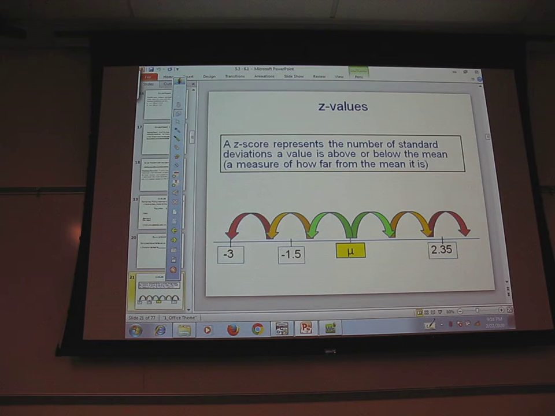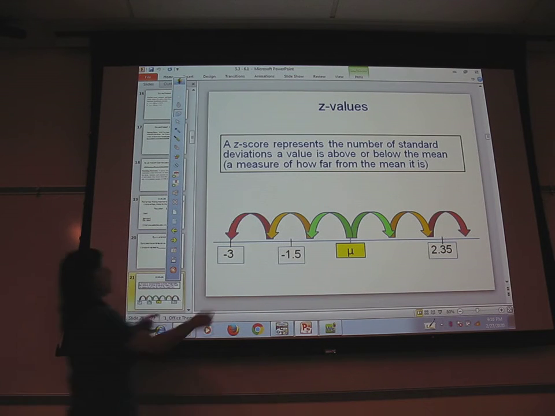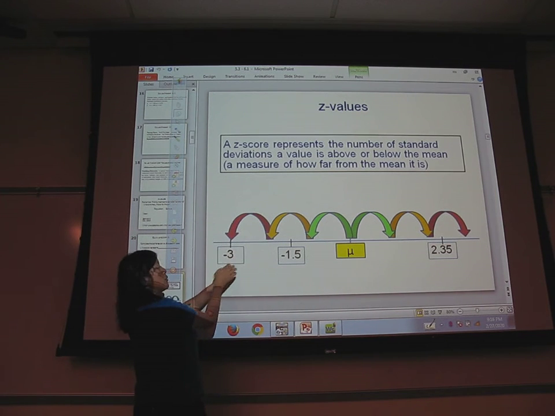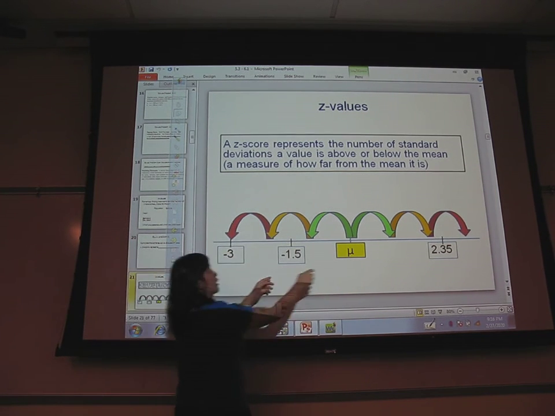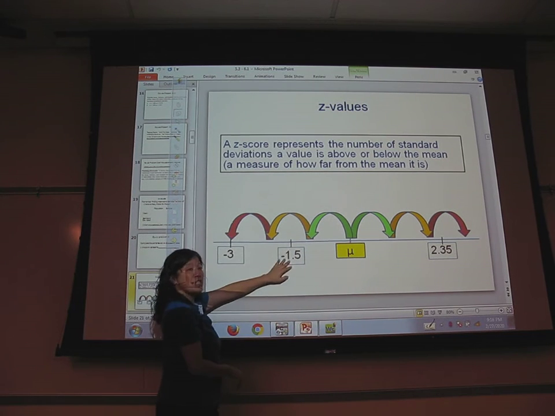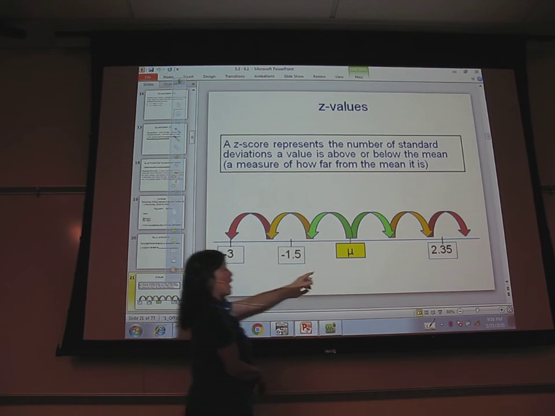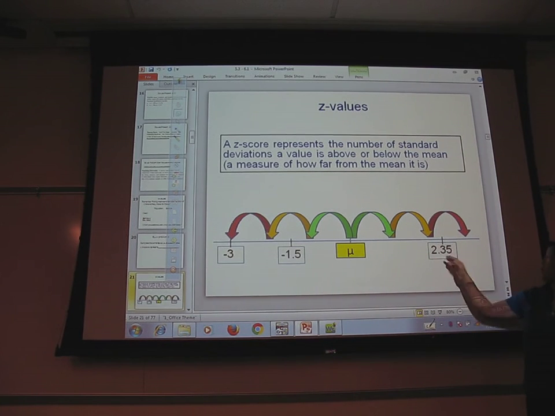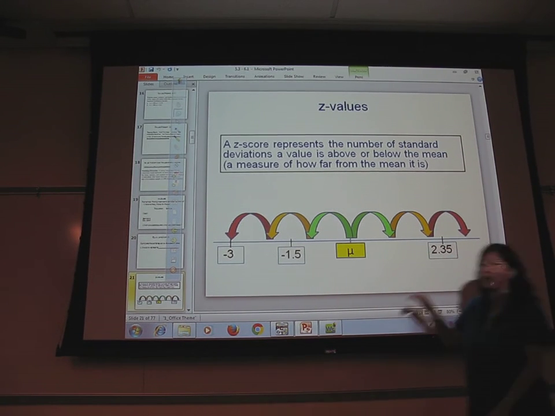So z-scores again, right? How do you find the z-score? Well, this one is 3 standard deviations below the mean, so it'd have a z-score of -3. This one is 1.5 standard deviations below the mean, so it'd have a z-score of -1.5. This one is 2.35 standard deviations above the mean, so it'd have a positive z-score of 2.35.